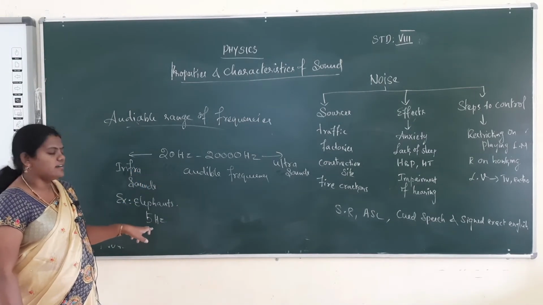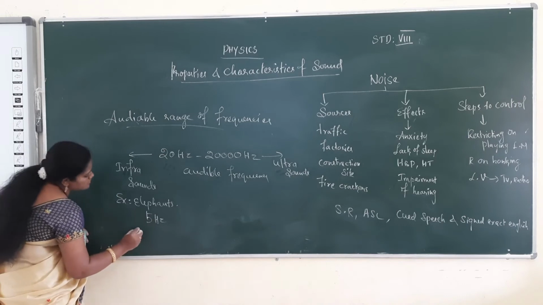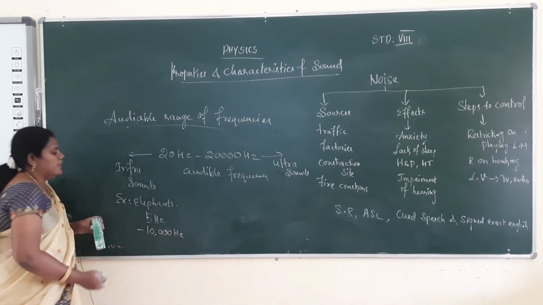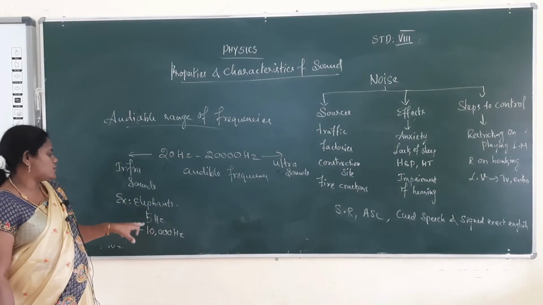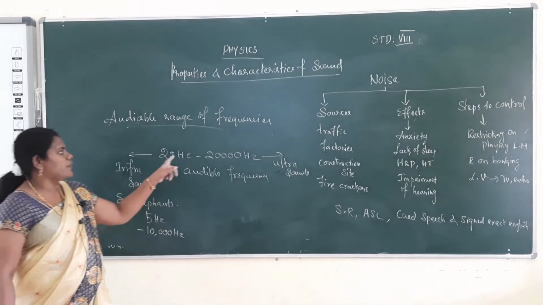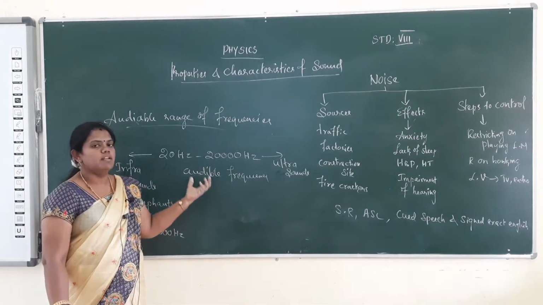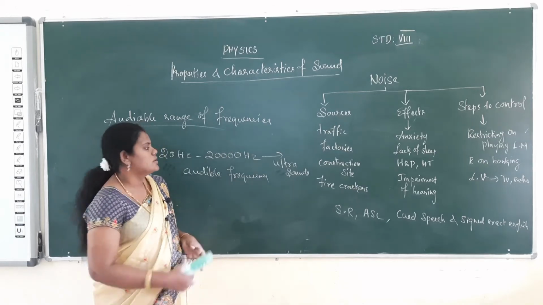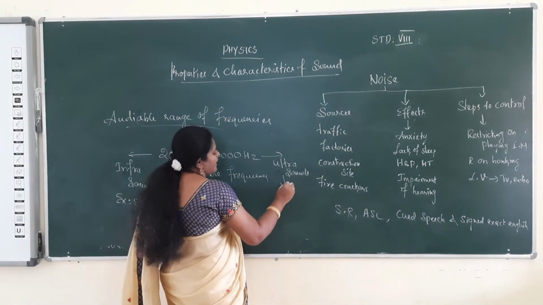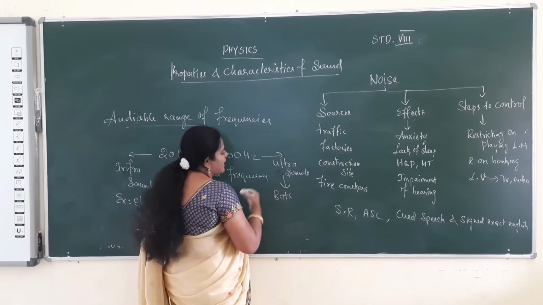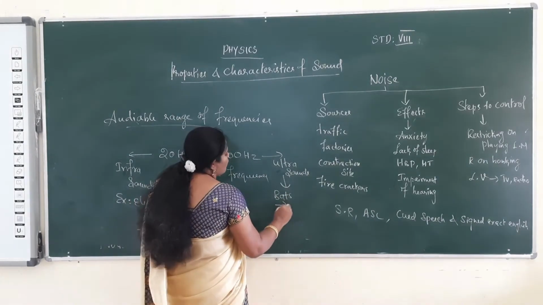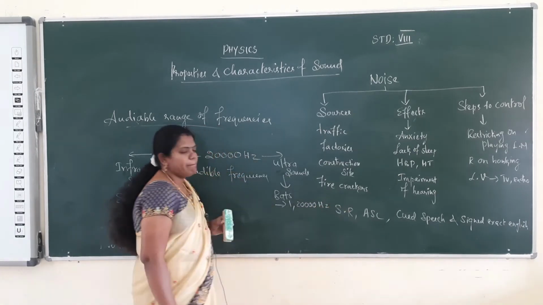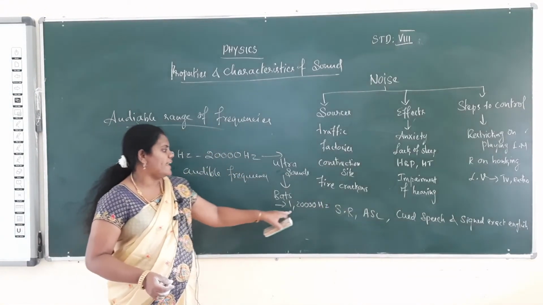But elephants can hear the range of 5 Hz to 10,000 Hz. And then 20 to 20,000 Hz is the normal audible human frequency. But ultrasounds, some animals create ultrasounds. An example is bats. Bats can hear the range of 1,20,000 Hz.